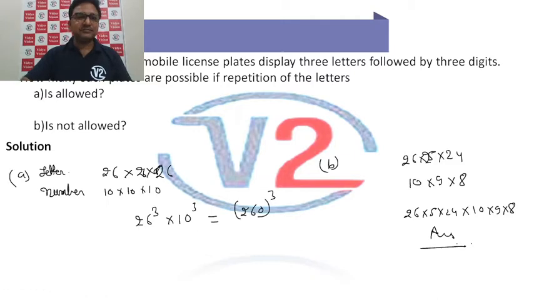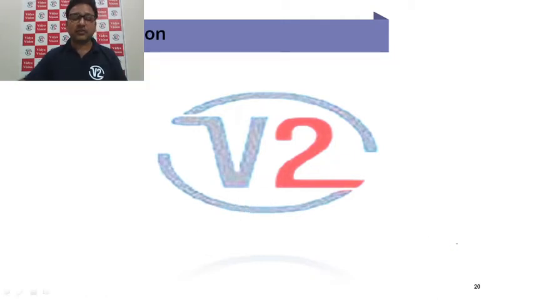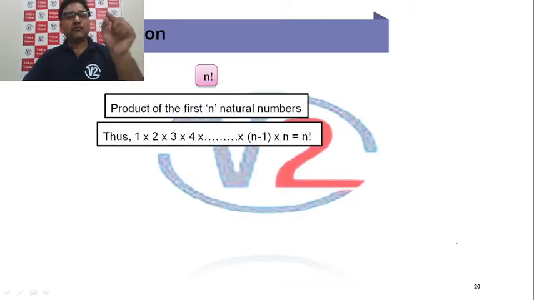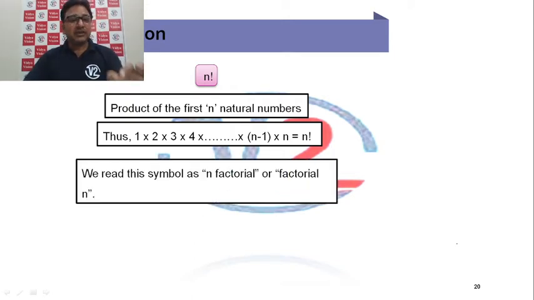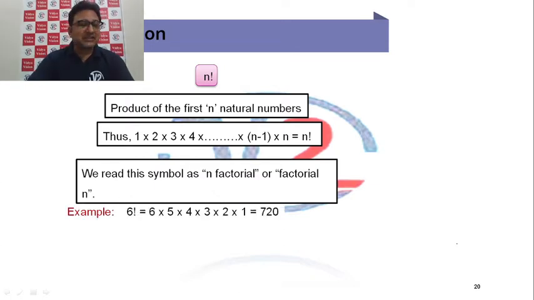Now the next one, factorial notation. So what do we mean by factorial notation? See that, n factorial. The product of the first n natural numbers can be written as 1 into 2 into 3 into 4 up to n minus 1 into n. That can be written as n factorial. We read this symbol as n factorial or factorial n. Example, 6 factorial means we go 6 into 5 into 4 into 3 into 2 into 1, up to 1, not up to 0 or minus.